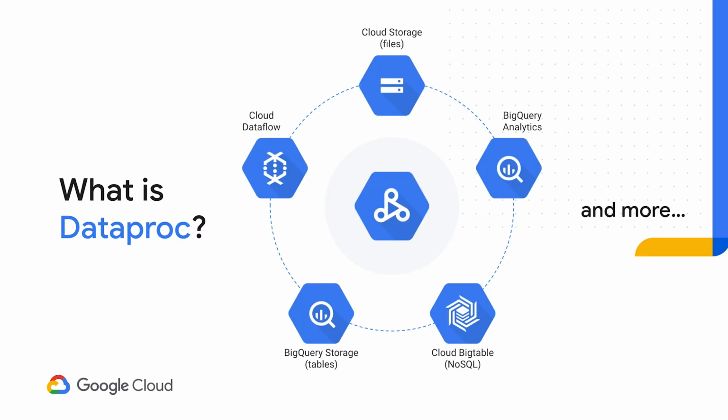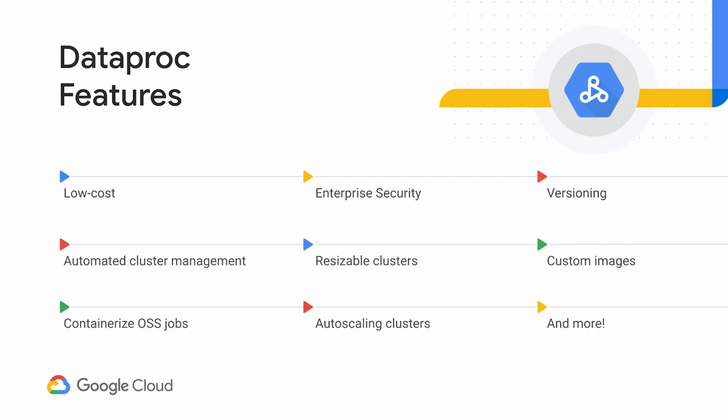Dataproc has built-in integration with other Google Cloud Platform services as well, such as BigQuery, Cloud Storage, Cloud Bigtable, Cloud Logging, and Cloud Monitoring for a complete data platform. For example, you can use Dataproc to effortlessly ETL terabytes of new log data directly into BigQuery for business reporting. Dataproc features include automated cluster management, auto-scaling clusters, custom images, enterprise security, and more.